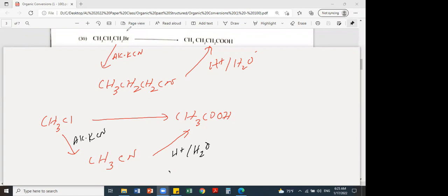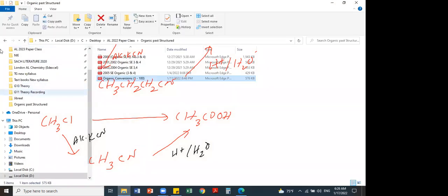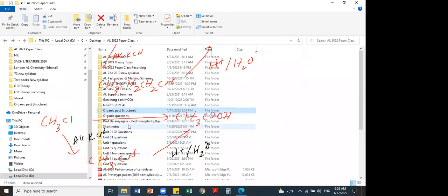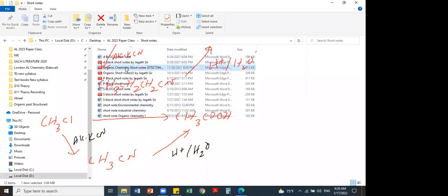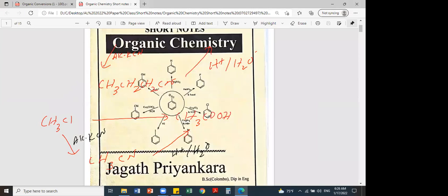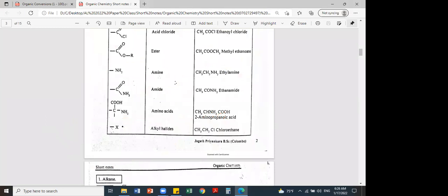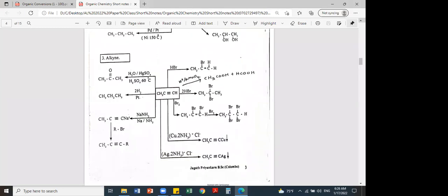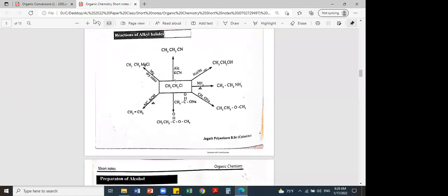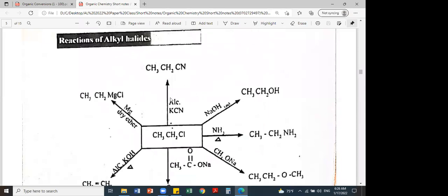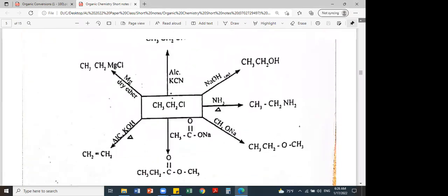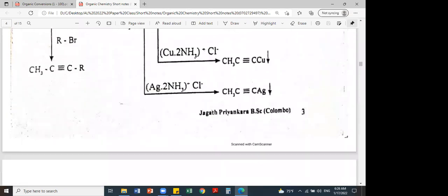So then CN can be converted into many groups. Look, I'll show you the short notebook. Under alkyl halide, I have given this in the organic short notebook. Can you all see the screen here? This is a reaction. Then I told you this CN can again be converted to many other groups. These are the methods.